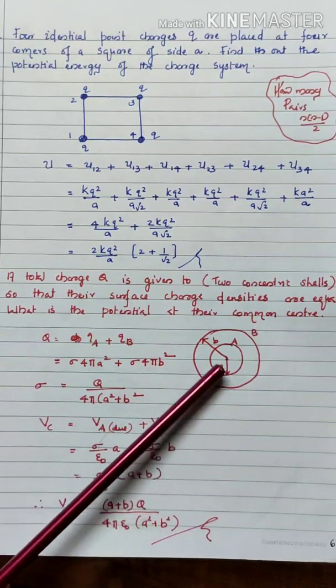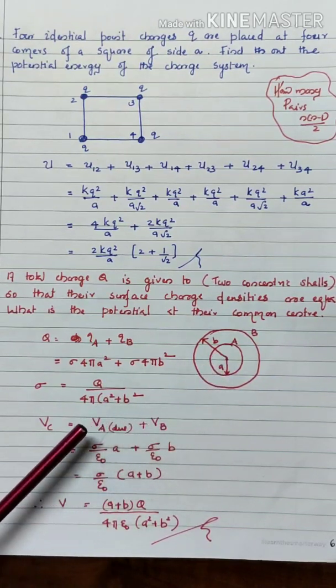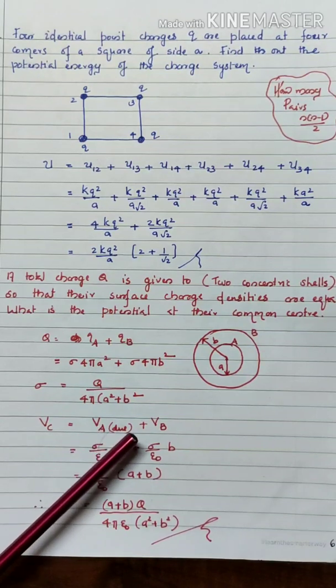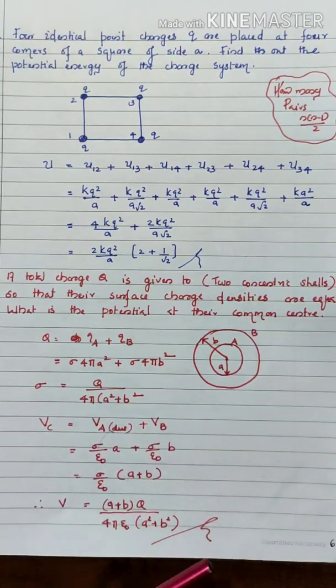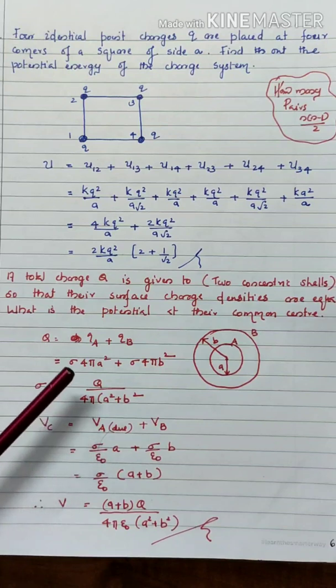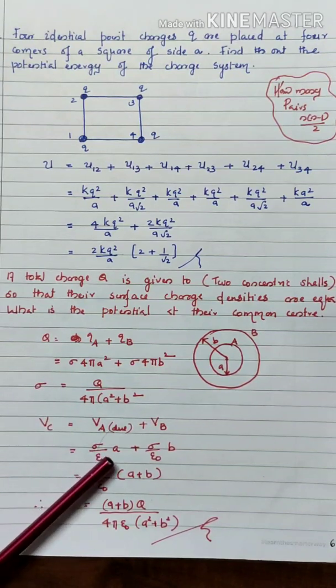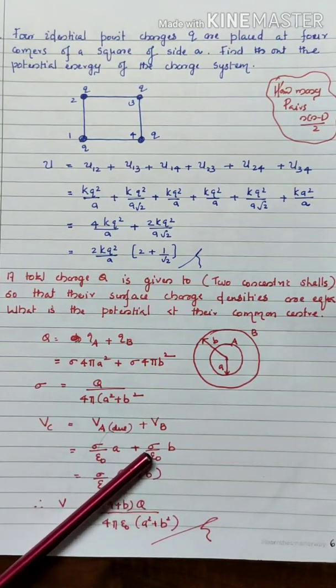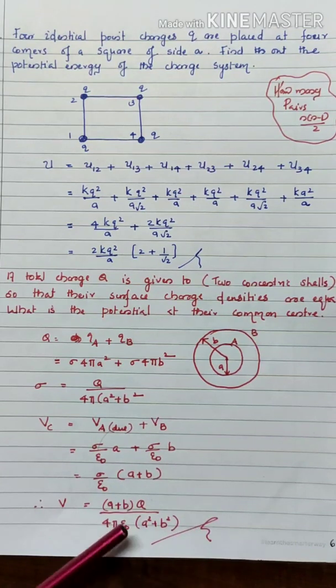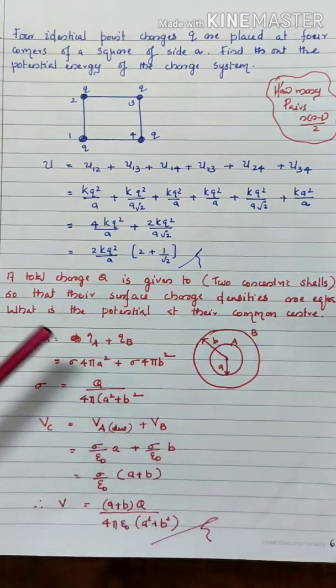But we know the potential at the point is equal to that due to A plus that due to B. So due to A we can write sigma by epsilon 0 into a, plus sigma by epsilon 0 into b. So you get the answer. So if you go through the theory part thoroughly, then you can do the problems so carefully.